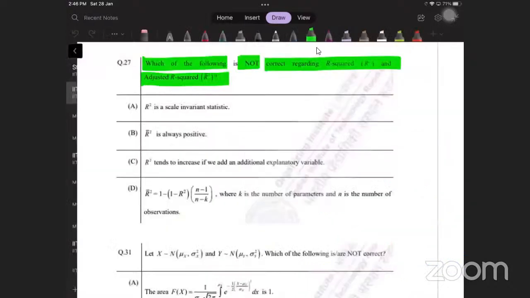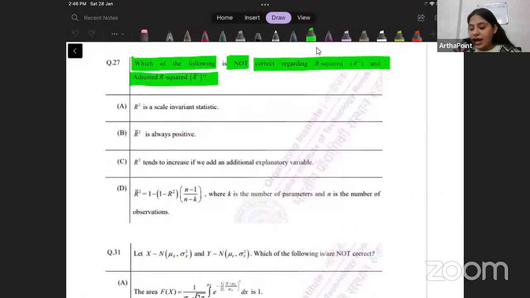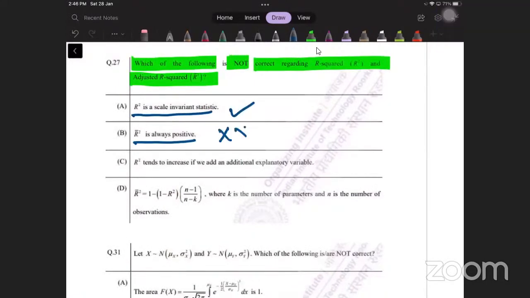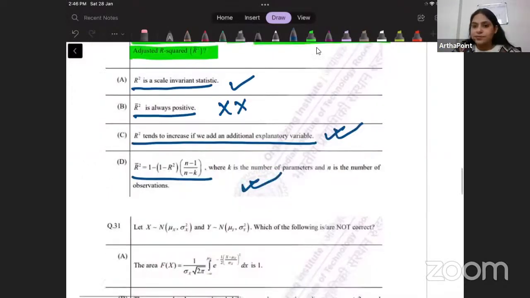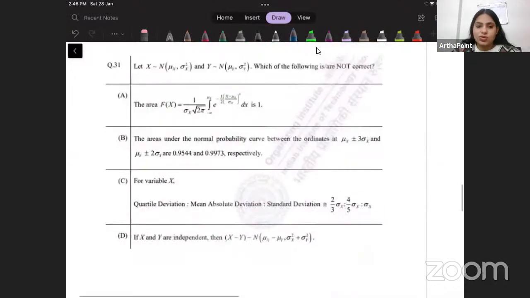So on the basis of that, we will say r square is scale invariant, correct. R bar square always positive, incorrect. R square tends to increase if additional variable is added, correct. This is the formula of r bar square, correct. So these are all accordingly. Okay, come to the next question.